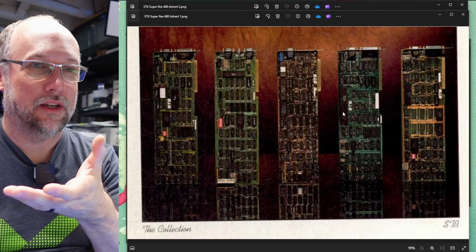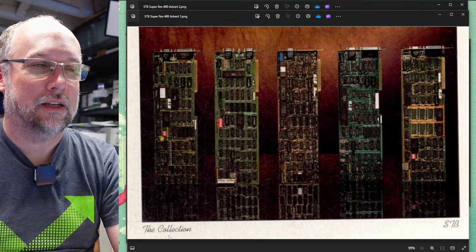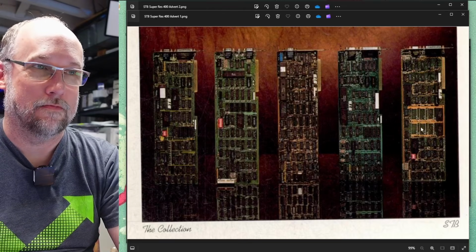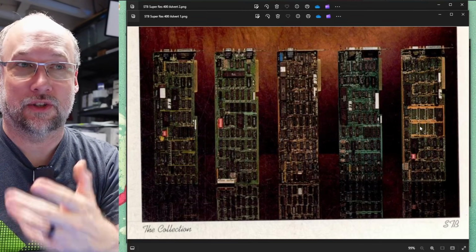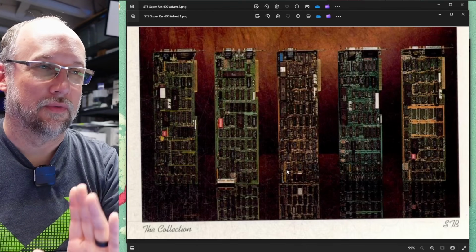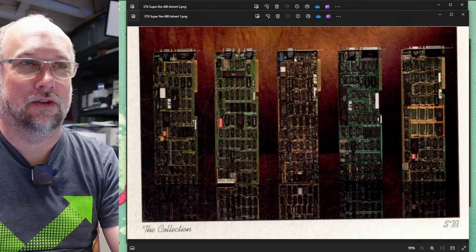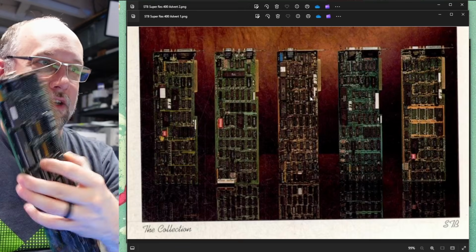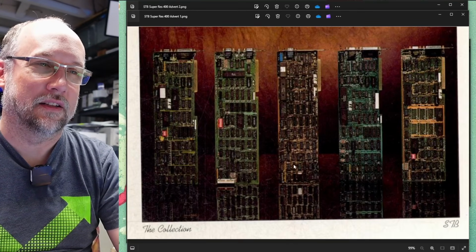So on this top image of the advertisement from STB, it shows off the collection, which are their 5 video cards they were selling, I guess, at this time. And in the middle is the STB Super Res 400. That's the card we're dealing with here. This has sort of a brown PCB, while mine has a green one, but otherwise this looks exactly the same.